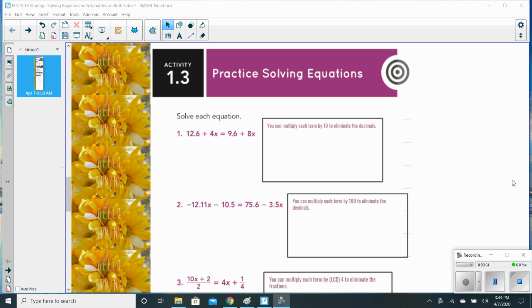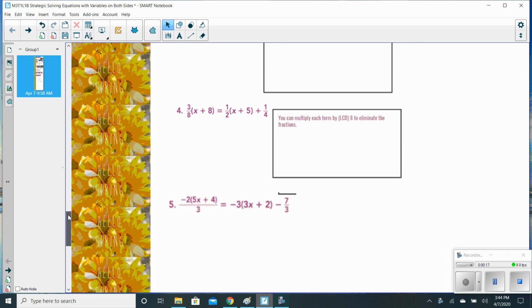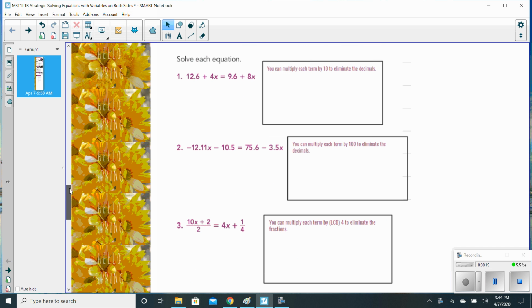Alrighty, so we're still on Module 3, Topic 1, Lesson 1B, but now we're going to be looking at Activity 1.3. So this is practicing solving equations. Activity 1.3 is only one page, and it's 5 problems long. With each problem, we gave you a hint on ways that could make it potentially easier for you to solve these problems. So if you're looking at number 1, yes, you could simply just add or subtract your 12.6 and your 9.6, but why deal with decimals?